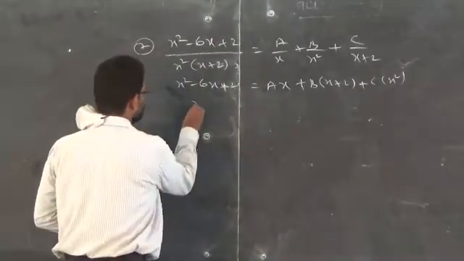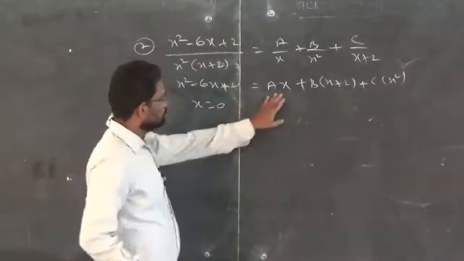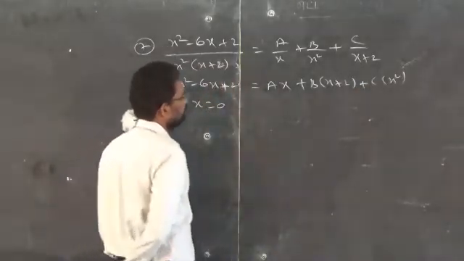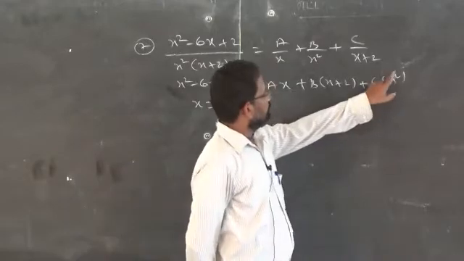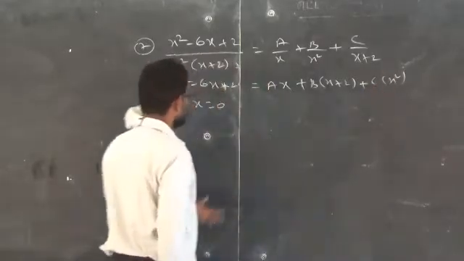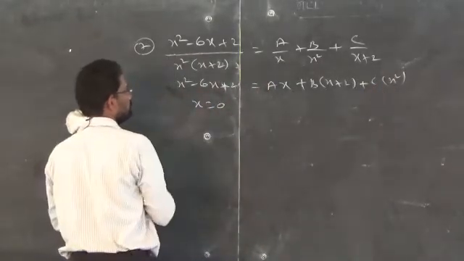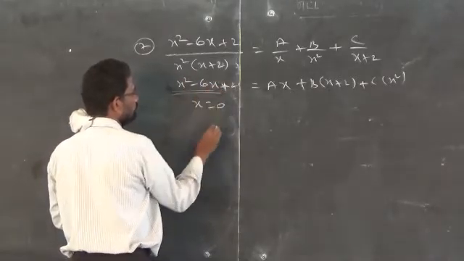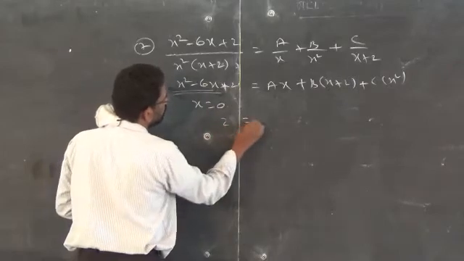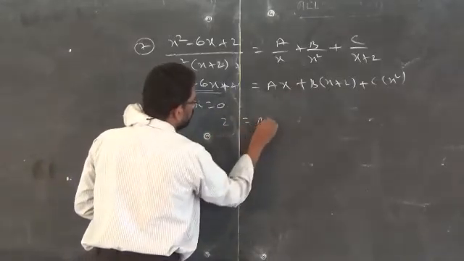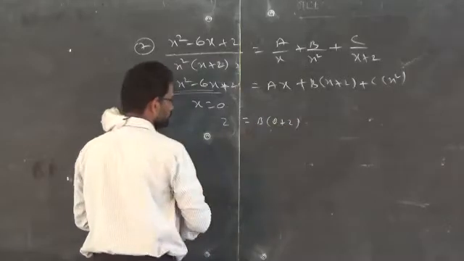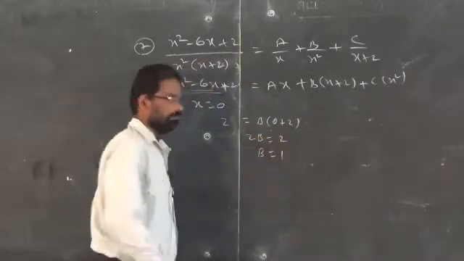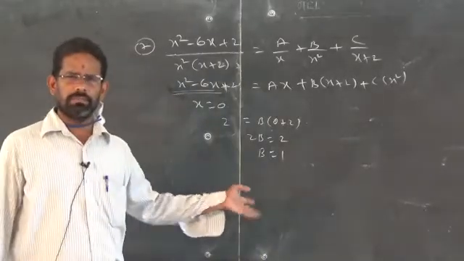So if I am replacing x equal to 0, the first term and the last term will vanish, because 0 into anything is always 0, and here x square, so 0 square is 0, 0 into anything is always 0. So by replacing x by 0, the left side two terms vanish. So what will be the remainder? 2 is equal to b into 0 plus 2, which will give you 2b is equal to 2. So b is equal to how much? 1. Straight away we got the answer for b.